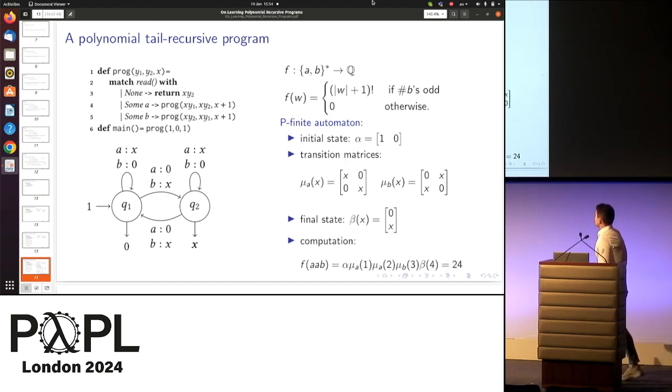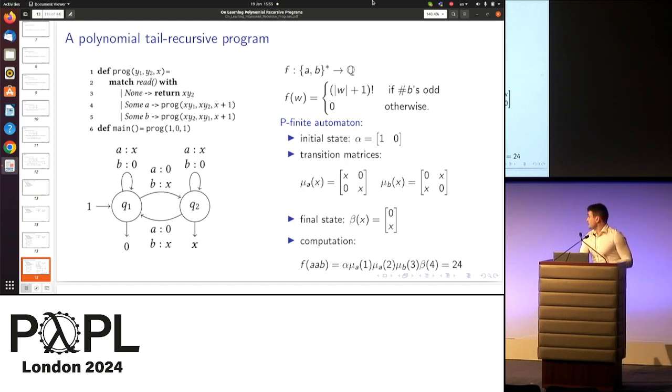And how does the computation happen for this object? So basically, you take the initial state vector, you multiply it with the matrix corresponding to the first letter of the string, instantiated at 1, times the second matrix, instantiated at 2, times the third one, instantiated at 3. And you multiply by the final vector, instantiated at the next number, at 4 in this case. And if you do the computation in this case, it's exactly 24, which is what we would expect.